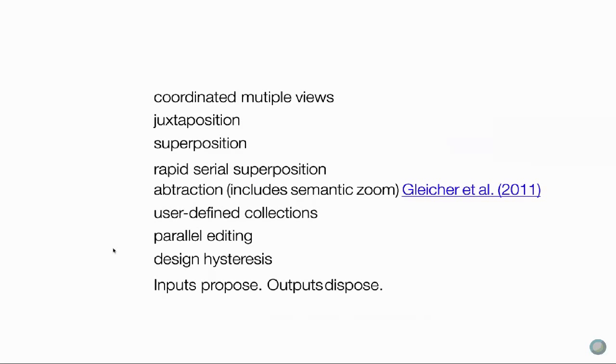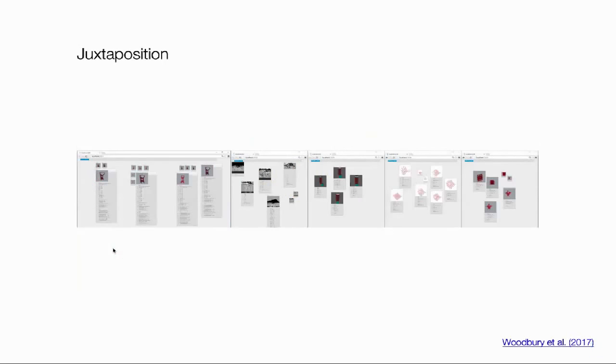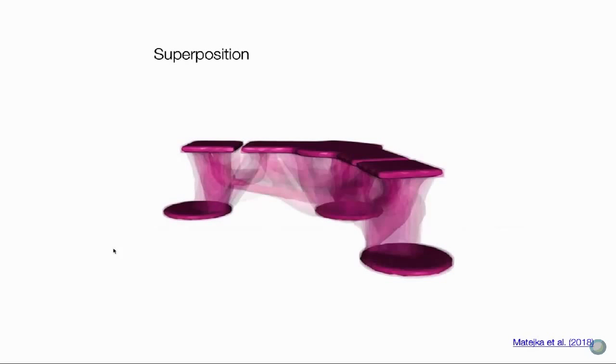You have confidence in a bunch of features at this point. Coordinating multiple views will be familiar to probably everyone in the room, where selecting something in one view selects the corresponding objects in other views. Juxtaposition, or putting things side by side. This was the first version of our design gallery system in 2016, in which we had user-definable layouts of juxtaposed views.